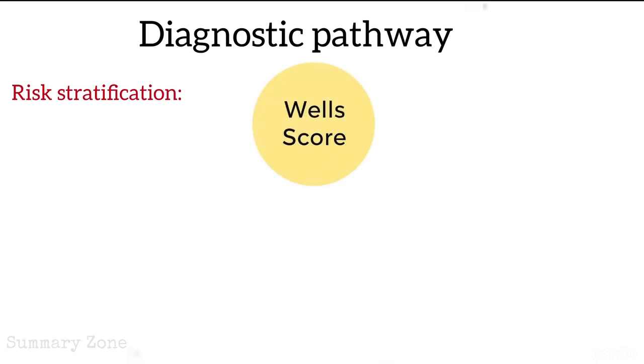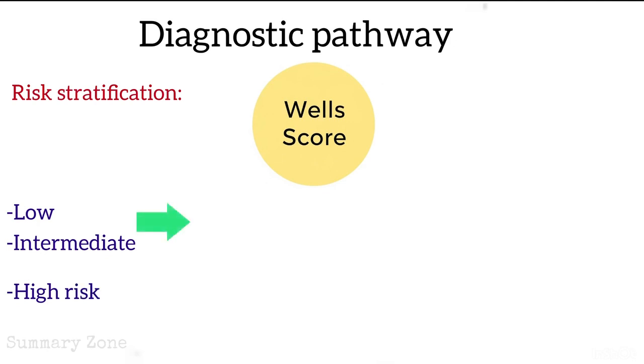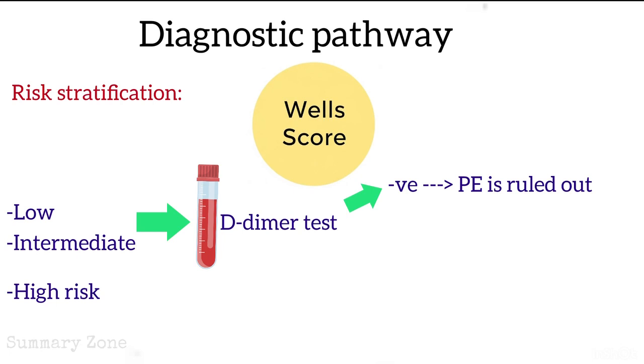The diagnostic pathway. Diagnosing PE is all about risk stratification. First, use a clinical score like the Wells score to determine if the patient has a low, intermediate, or high pretest probability. Your next step depends on that probability. For low or intermediate probability patients, get a D-dimer test. If the D-dimer is negative, PE is ruled out. If it's positive, you need imaging.